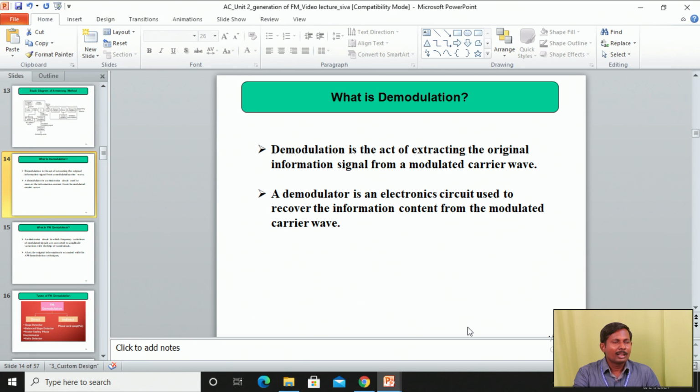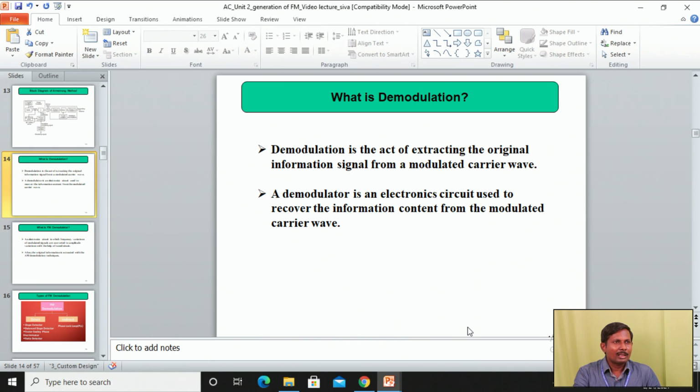In general, in communications, we are going to transfer our information signal over a long distance. Our audio signal or video signal frequency is low, so we can't directly transfer our information signal through the medium. So the technique called modulation is used to modulate our information signal with respect to the carrier signal, so it travels over the long distance.